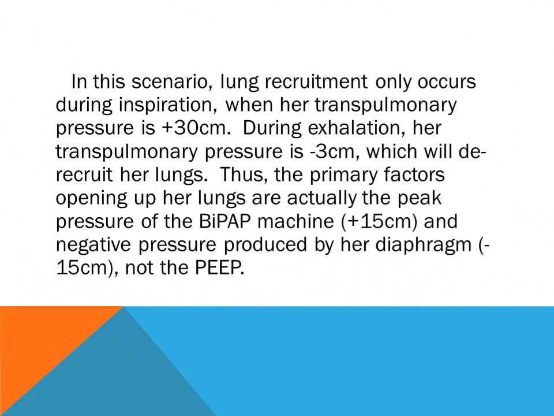And if you are seeing this scenario, lung recruitment only occurs during inspiration. So the transpulmonary pressure at the time of inspiration, whenever the lung recruitment occurs, we are giving plus 30 cm. But at the time of exhalation, the transpulmonary pressure is decreasing, that is minus 3 cm. So this de-recruits the lungs, that is relaxation. So that's the primary factor in opening up the lungs. Actually the peak pressure of the BiPAP machine is plus 15 cm, and the negative pressure produced is 15 minus 15 cm.